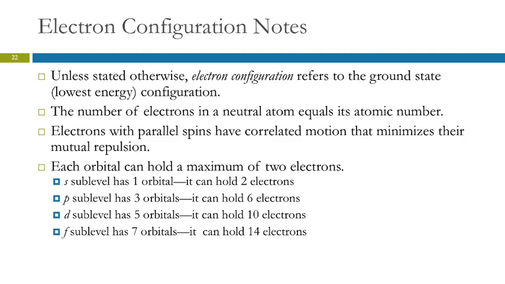That's wrong. It's not parallel spins. It's opposite spins. When they've got opposite spins, they minimize their repulsion. That's bad. And then this again is the number of electrons that can be in each of those categories.